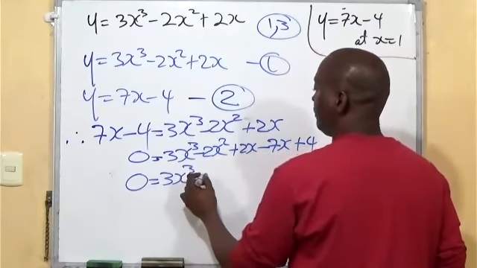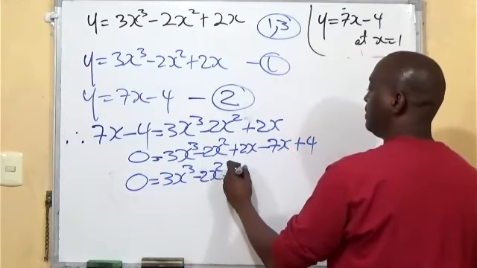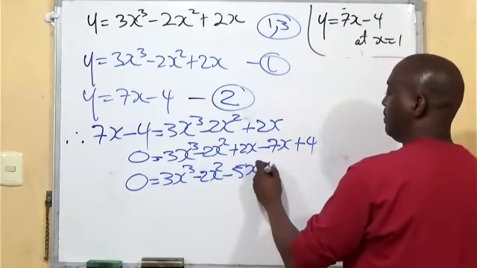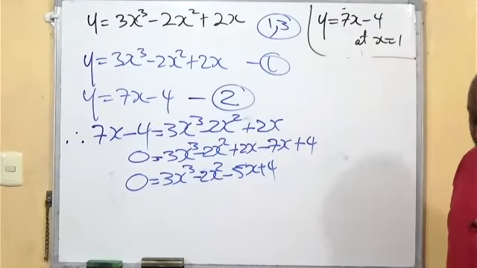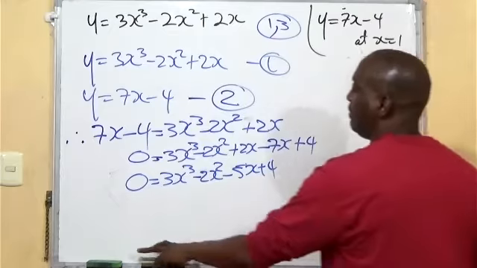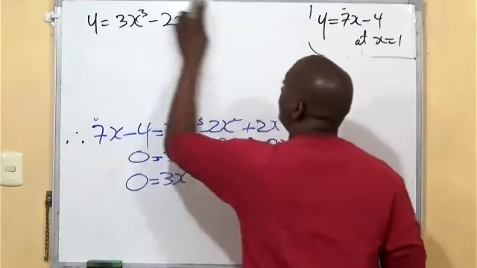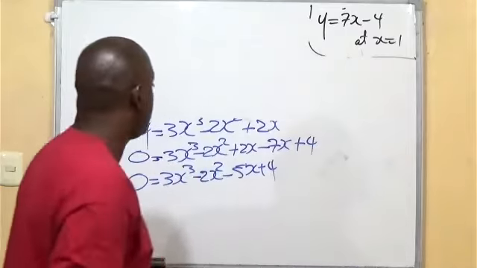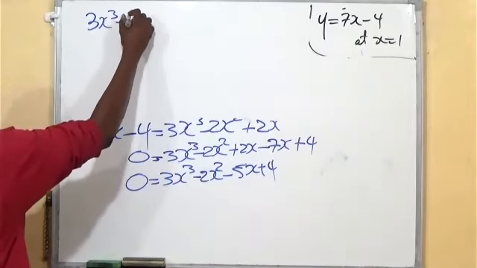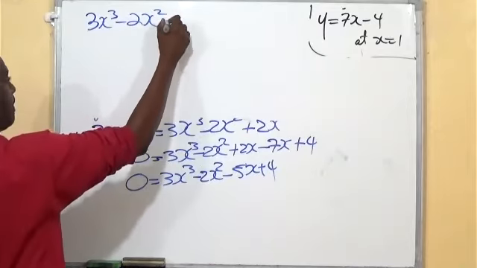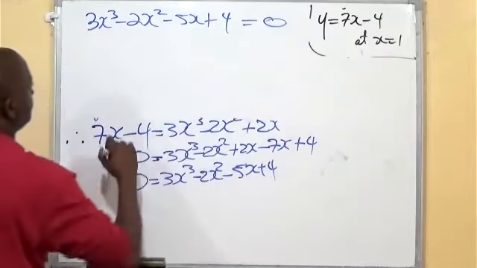0 is equal to 3x cubed minus 2x squared minus 5x plus 4. So that is the equation. I'm gonna rub it off because we don't really need that again. And we're just gonna solve. So we know that 3x cubed minus 2x squared minus 5x plus 4 is equal to 0.